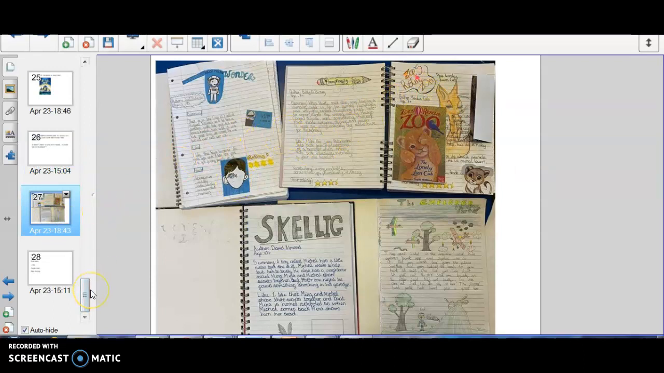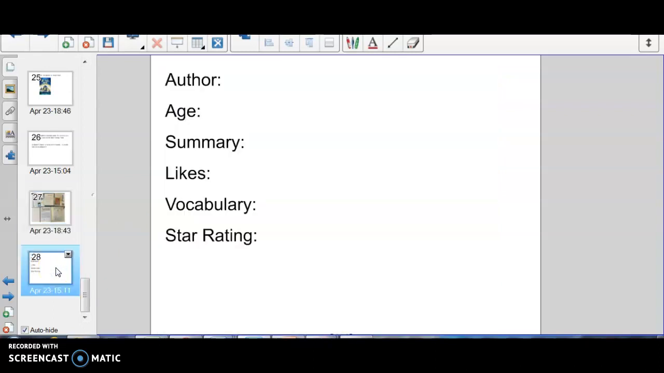Now, again, you're not necessarily going to have printers at home, so lots of drawing is fine, but I would like them to be set out in this way. So just to summarize what a journal page needs to have, it needs to have these categories here: who is the author, what's the age of the book for, what's a summary, what if you were telling someone in a couple of sentences what this book was about, what would you say, what do you like, any vocabulary that stood out to you or you've had to unlock the meaning of, and lastly, what would you rate it?